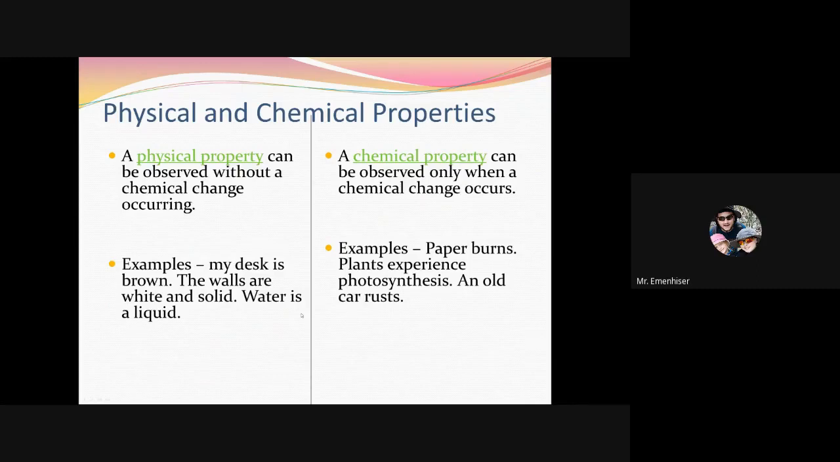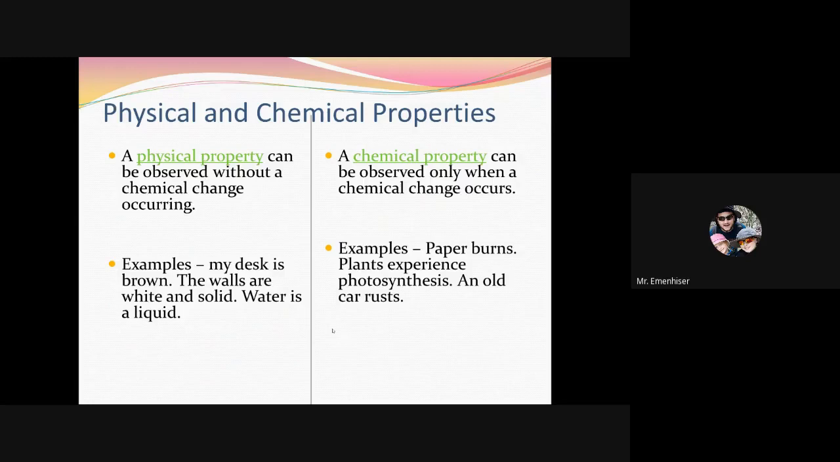A physical property can be observed without a chemical change occurring. Examples: my desk is brown. If I look at my desk, I see that it's brown. I am not going to chemically change my desk into something else in order to see that it's brown. So that's a physical property. The walls are white. I don't need to do anything to the walls to see that. Water is a liquid. So anything that you can see without having to change the substance into something else is called a physical property. That can include color, size, mass, volume, state. Is it a liquid or a solid?